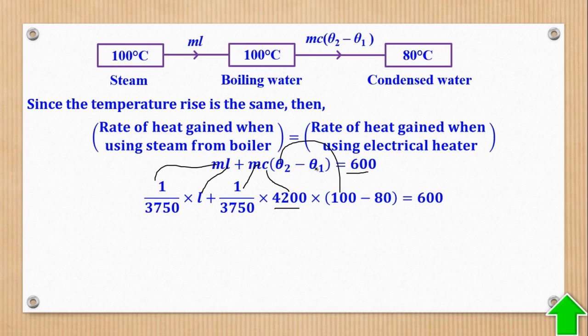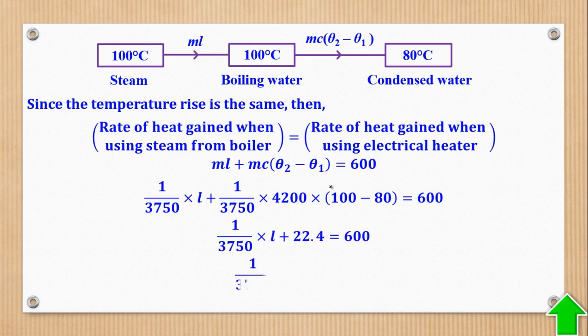Theta 2 is this big temperature and theta 1 is this temperature. So there we have only one unknown. Our work is to simplify and then look for a way of making L the subject. When I do that, I'll come up with L being equal to this, and that will be the specific latent heat which they wanted.